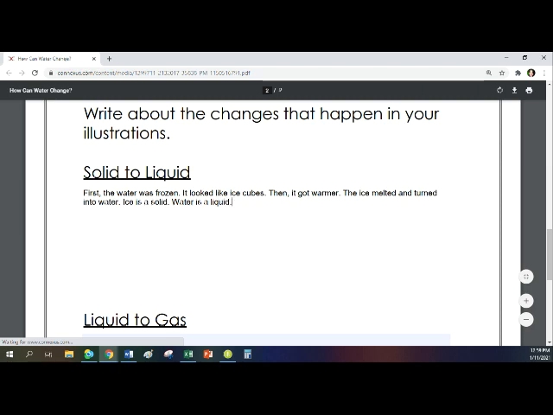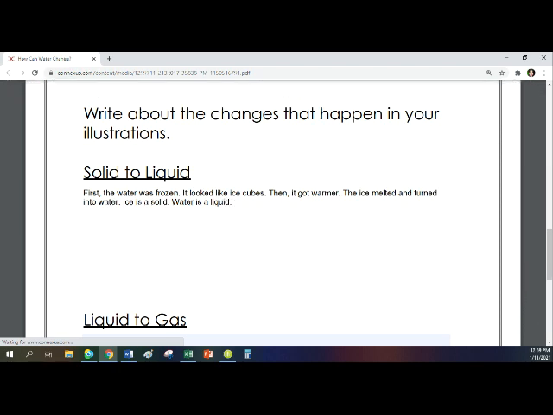So that's a lot of information, right? First, the water was frozen. It looked like ice cubes. Then it got warmer. The ice melted and turned into water. Ice is a solid. Water is a liquid. So I've got a lot of good sentences there discussing how that solid to liquid change occurred.